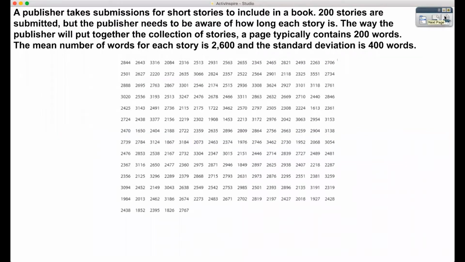All right, here's our situation. A publisher takes submissions for short stories to include in a book. 200 stories are submitted, but the publisher needs to be aware of how long each story is. The way the publisher will put together the collection of stories, a page typically contains 200 words. The mean number of words for each story is 2,600, and the standard deviation is 400 words. So here you have all of that data, right? This is the collection of 200 stories, and it's listing how many words are in each of those stories.